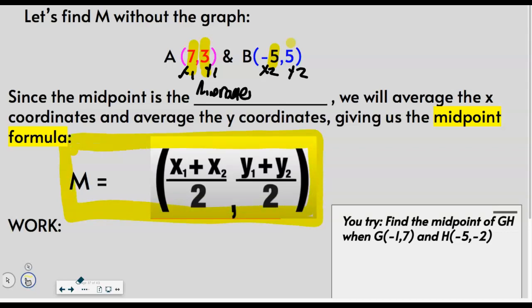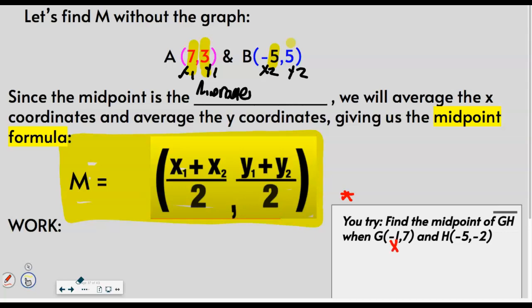This is what we call the midpoint formula. We're just averaging the x's and averaging the y's. I want you to pause the video and find the midpoint of segment GH when G is at (-1, 7) and H is at (-5, -2).